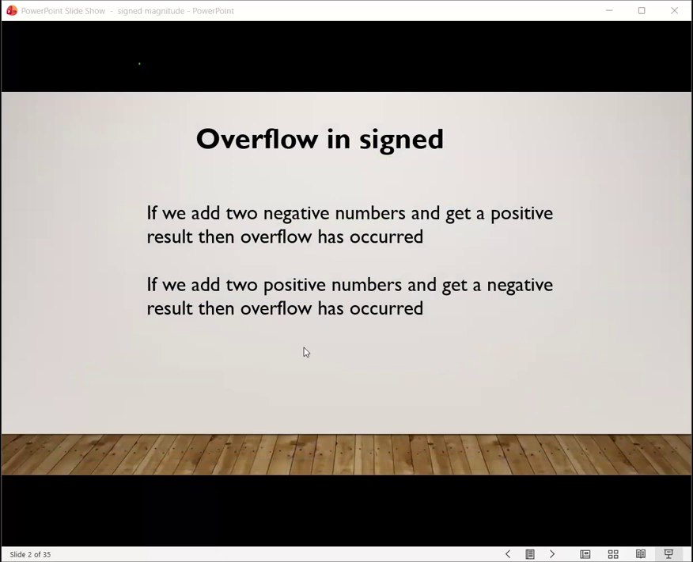Second one is, if carry into the most significant bit is not equal to carry out of the most significant bit, then overflow has occurred. If carry into the most significant bit is equal to carry out, then no overflow. Okay, this is the simplest way to find whether there is an overflow or not.